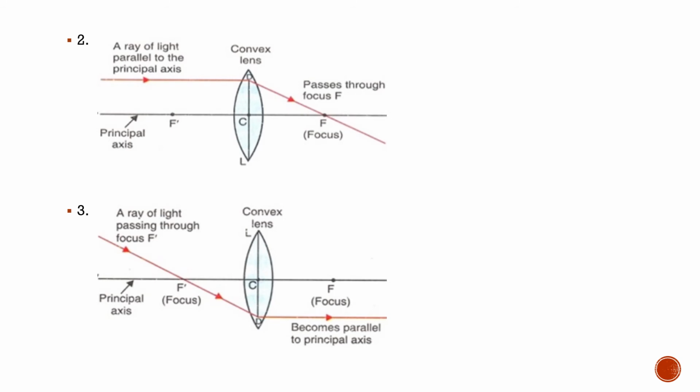The second principal ray is the ray which goes parallel to the principal axis. After refracting from the convex lens, it will pass through the focal point of the convex lens. The third principal ray is the one when the light ray passes through the focus of the convex lens, then it becomes parallel to the principal axis after the refraction through the lens.